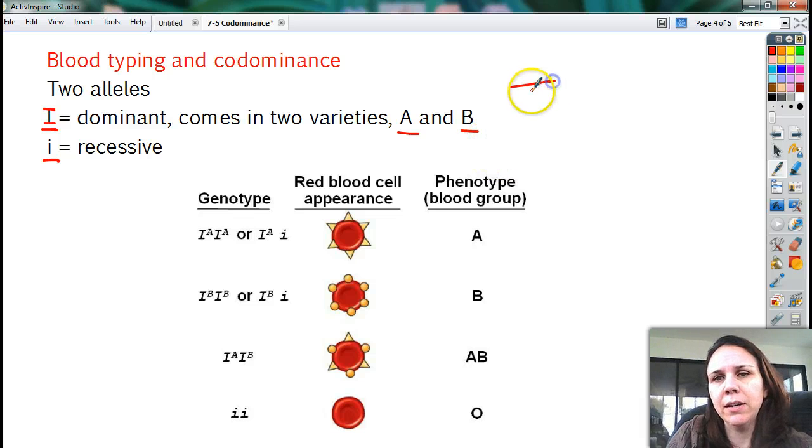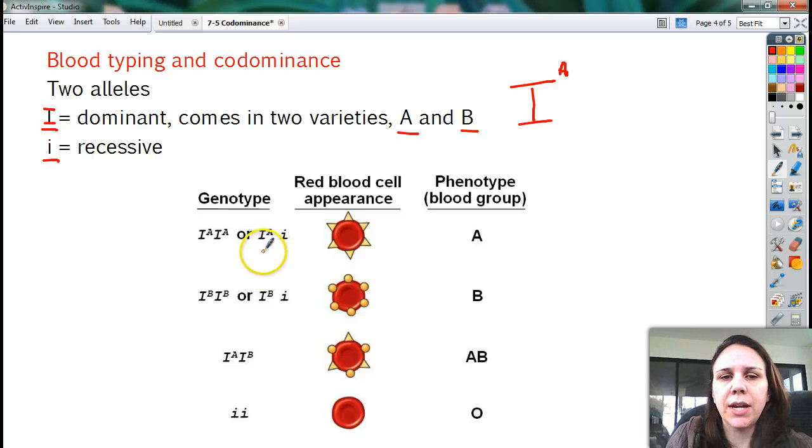So we represent that by tagging along the letter in the upper right hand corner of the big I. If I have a dominant A, I represent it with a big I and an A. If I have a dominant B, I represent it with a big I and a B. Now the little i doesn't have an A or a B, so it just goes everywhere by itself. Now if I have type A blood, I can have two different genotypes for type A. I can be homozygous, which means I have two dominant alleles, each carrying the A protein.